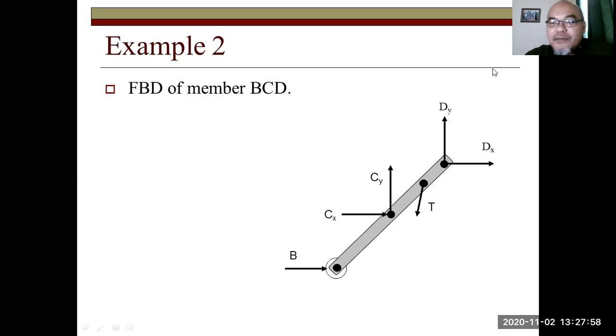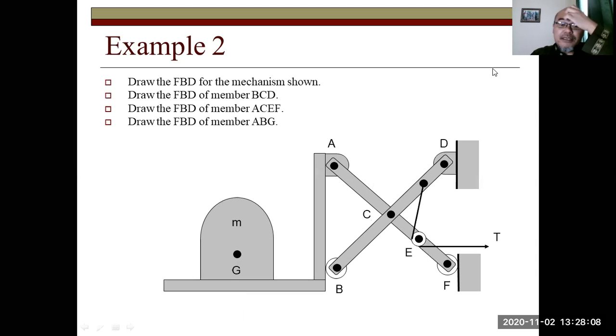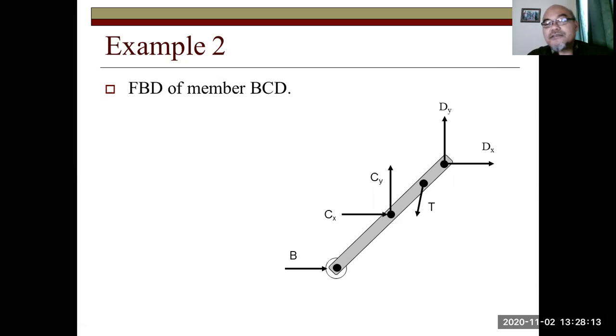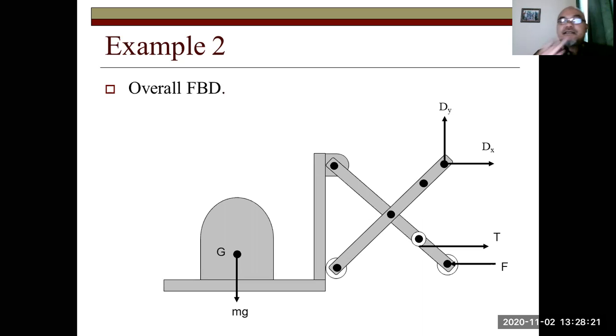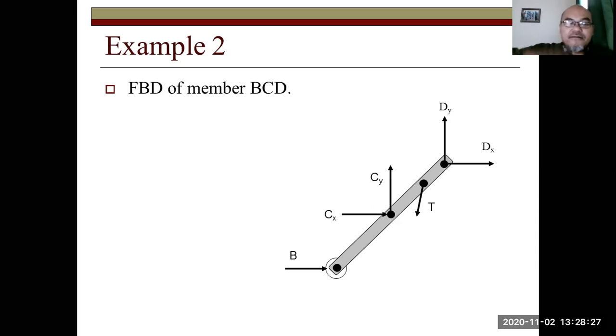For example, here at member BCD, the point B has a roller structure related to the structure ABG. This is a roller structure, so it has only a single reaction force, horizontal, at point B. At C, since it is pinned to the other beam, it cannot move freely vertically, nor horizontally. So there are two reaction forces, Cx and Cy.